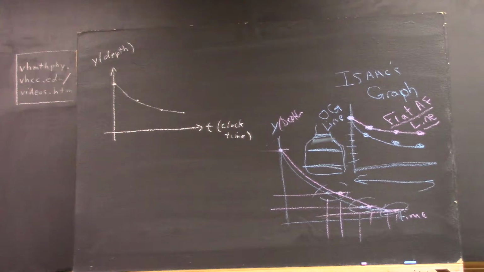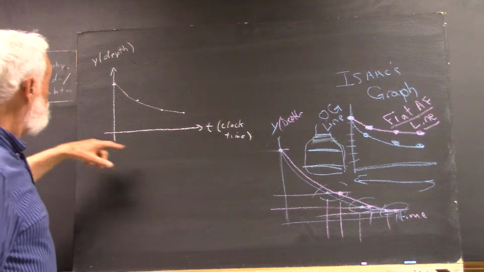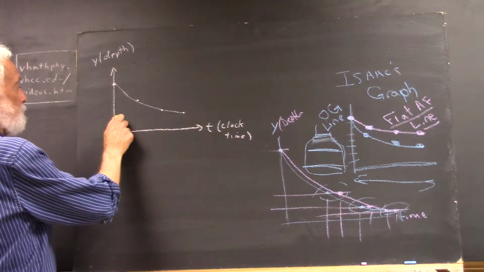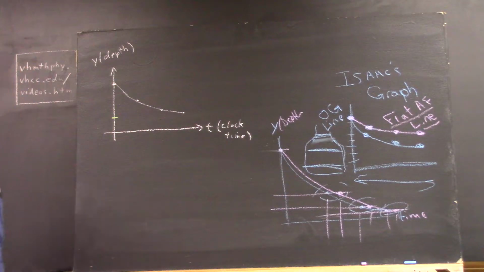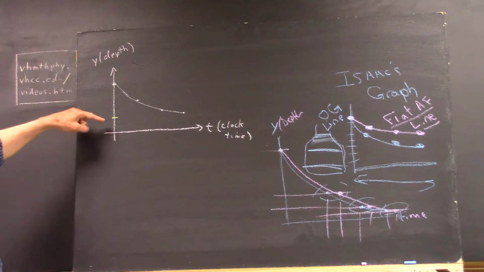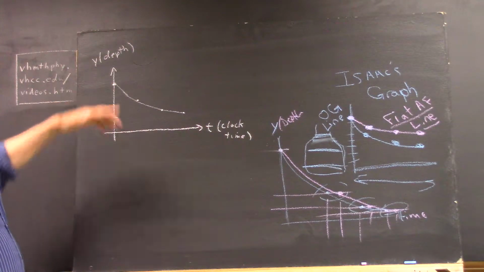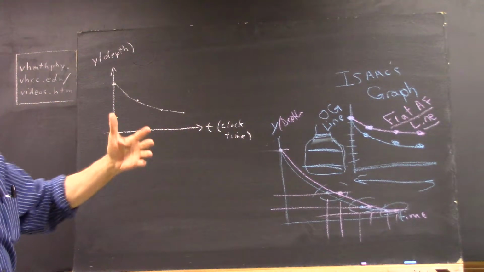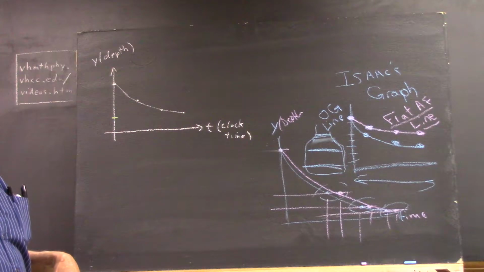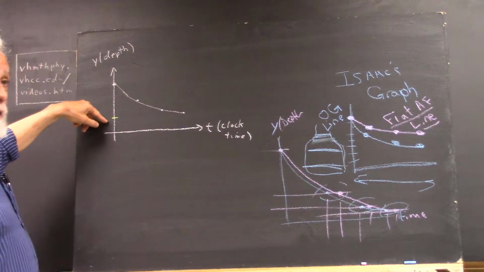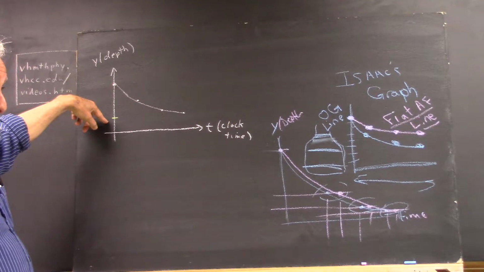I'll make one observation. Not taking sides here or anything, but does the depth come down to some minimum value? Yeah, it does. Okay, what does the depth end up as? It ends up at the depth that corresponds to the position of the tube, right? So the depth will always approach the position of the tube, right?